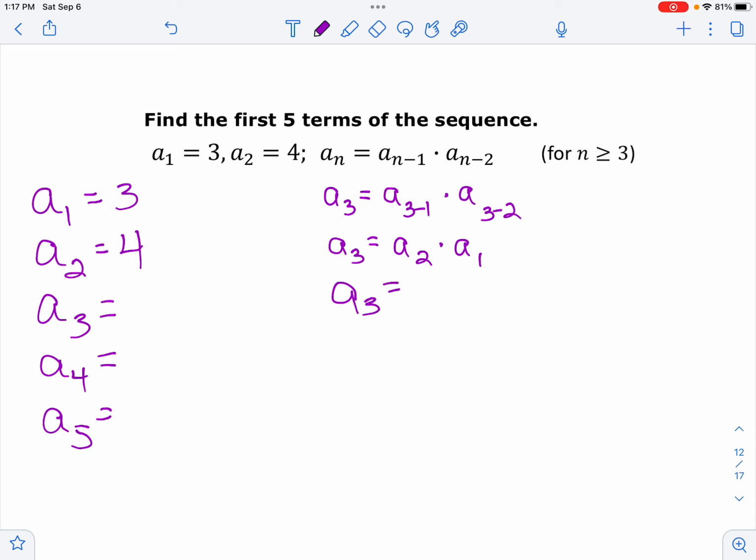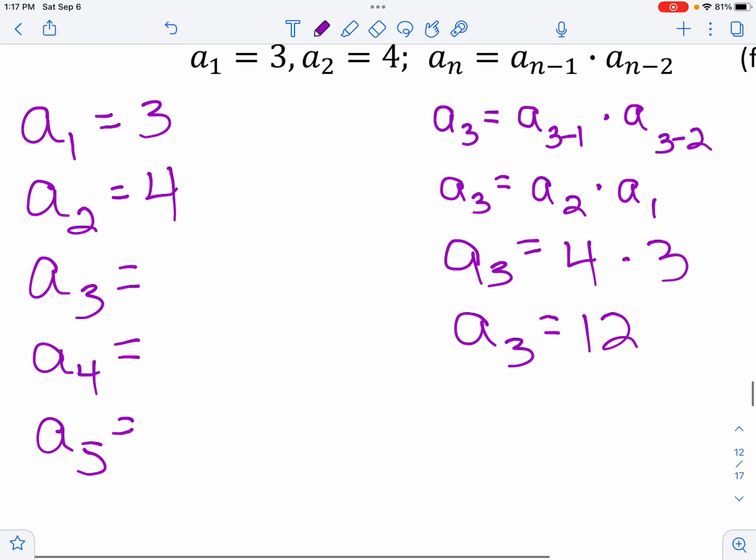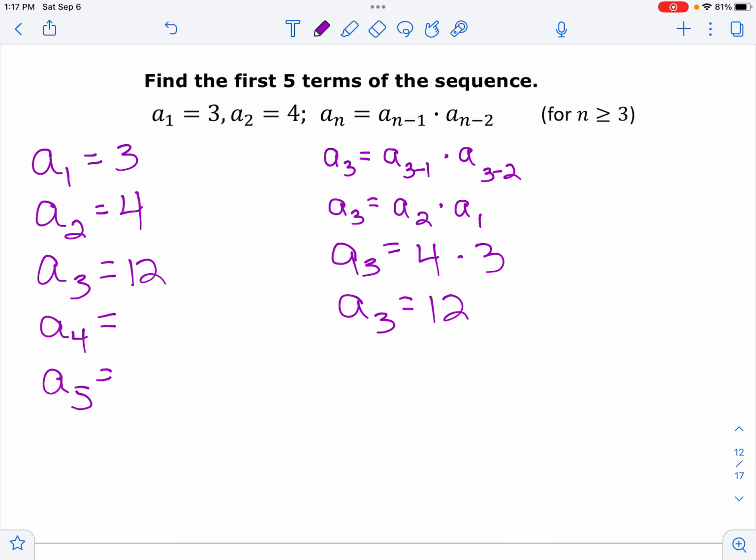is 4, and a sub 1 is 3. So this is 12. Cool. Now, if I want to know a sub 4, I just take the 2 terms before that, which is these 2, and multiply them. So to get a sub 4, I'm just going to go 12 times 4. Okay, so that's 48.